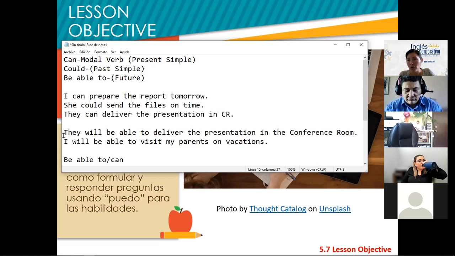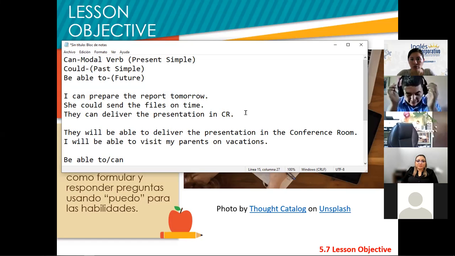Sin embargo, lo más común y lo más rápido para usar es "can", porque si ya tengo una estructura para presente, mejor uso "can". Si ya tengo una estructura para pasado, mejor uso "could". Y si "be able to" es la única expresión que tengo para futuro, entonces ahí sí solamente podría utilizar "be able to", ¿verdad?